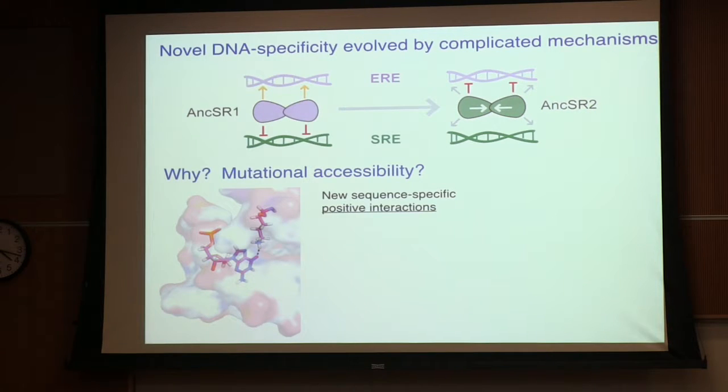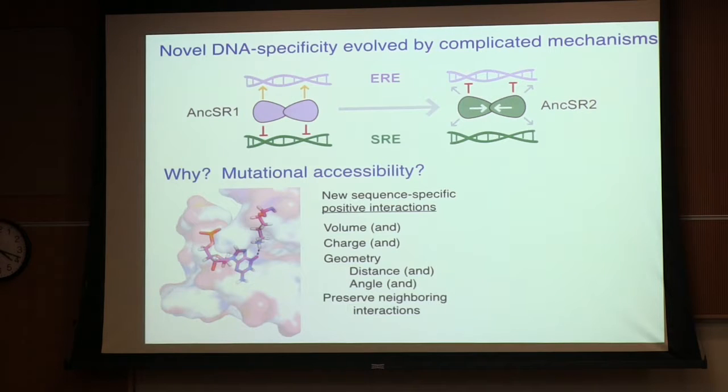If you wanted to create new sequence specific positive interactions to SRE and get rid of the reduced affinity for ERE, your substitutions would have a hard bunch of jobs to do. They would have to create new positive interactions. They would have to be constrained by volume because they couldn't create a steric clash. They would have to be constrained by charge in order to form a hydrogen bond to the DNA. They would have to have the right geometry. They would have to be at the right distance and angle from whichever DNA atoms they're interacting with to form a hydrogen bond. And they would have to not interfere with interactions of neighboring residues and bases. So that's really, really hard to do. On the other hand, what about introducing new sequence-specific negative interactions like these, or abolishing these negative interactions in the ancestral state? The constraints are much looser.